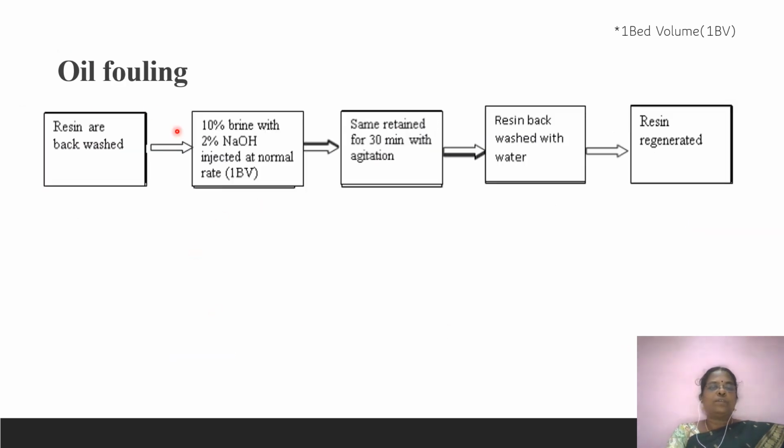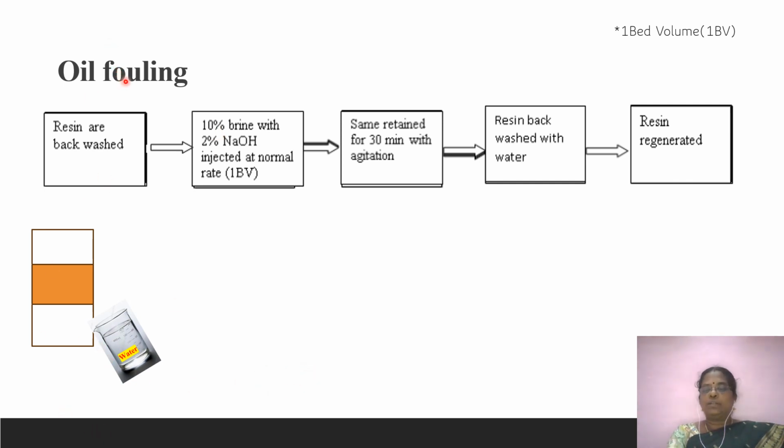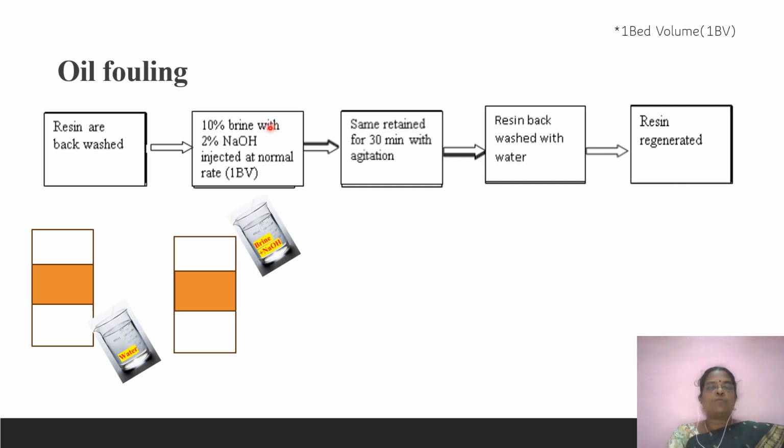Then oil fouling. How to remove this oil fouling? See, everything is in process, right? So the resins are backwashed. We need to backwash the resin. If we backwash it, we can remove a little bit of oil foulant. Then we have 10% brine, 2% NaOH injected at normal rate. So same process for removing it.